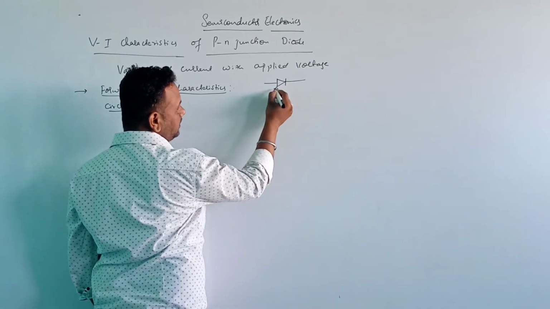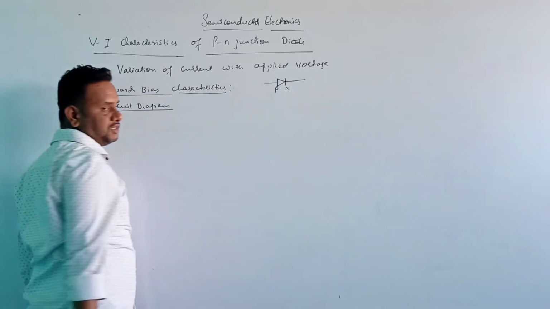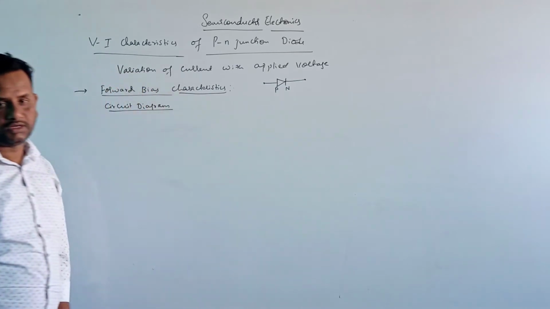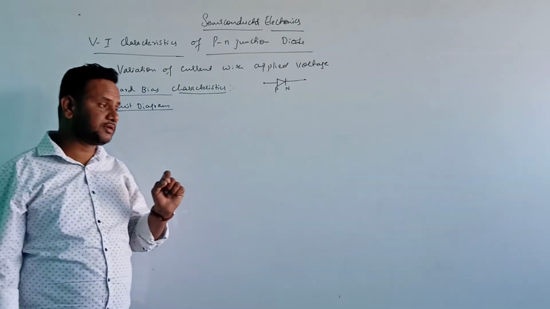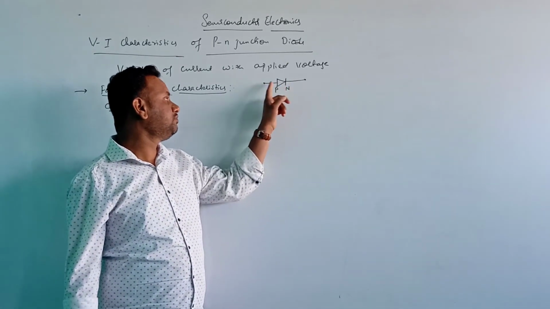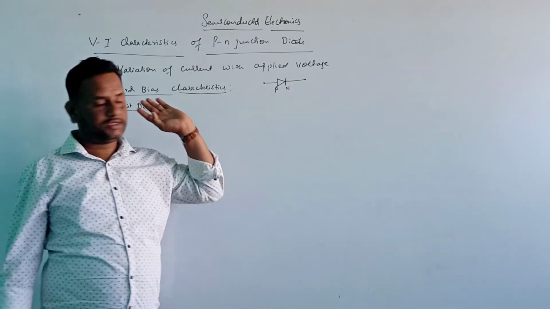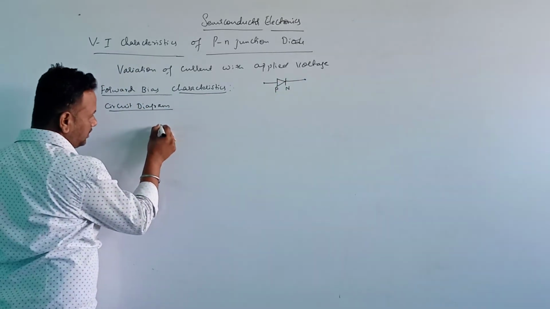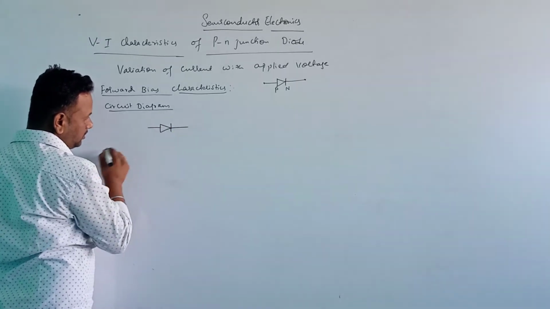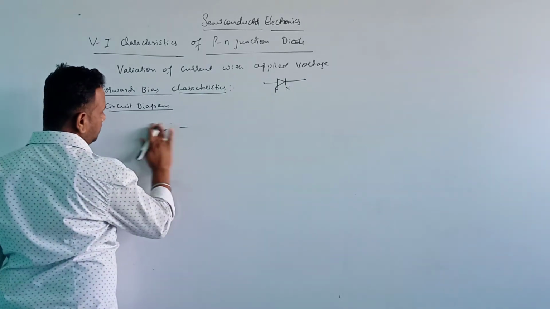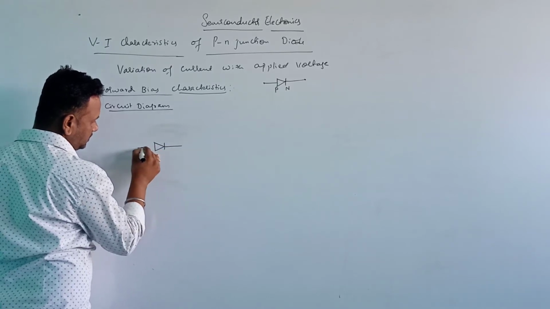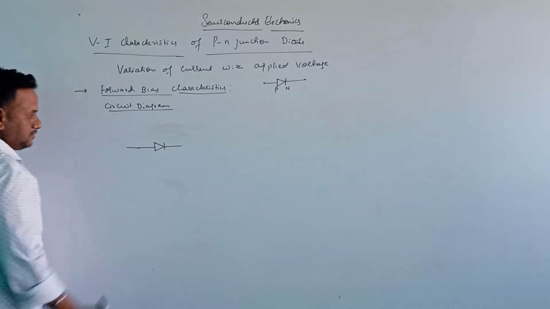This side indicates P and this side indicates N, and these are the two metallic contacts. As I told you in the definition, a semiconductor diode is basically a PN junction diode provided with two metallic contacts at the ends. Now let us take the PN junction diode here. This is the PN junction diode, right?